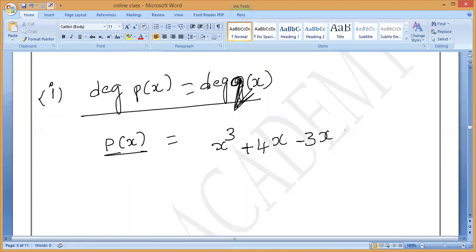Your choice, anybody can write. You can write extra terms also, like 4x square. This is a polynomial, correct? See the degree. Degree is 3, correct? Highest degree 3.